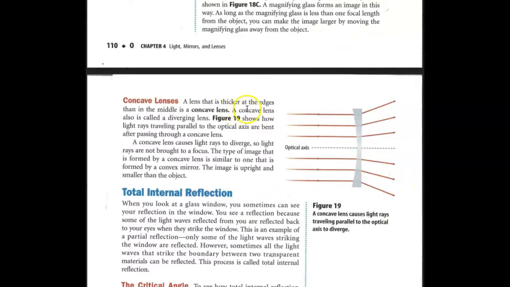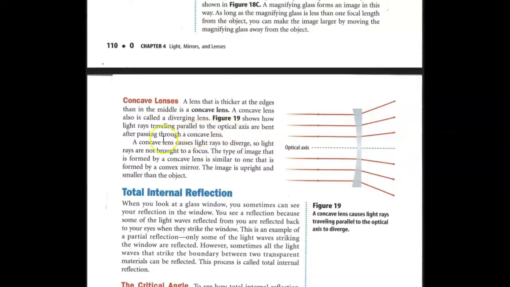A lens that is thicker at the edges than in the middle is a concave lens. You can see it's a little bit thicker right here, and it's mostly thin in the center. A concave lens is also called a diverging lens. Diverging means to spread apart, just like you see here. These are spread away.